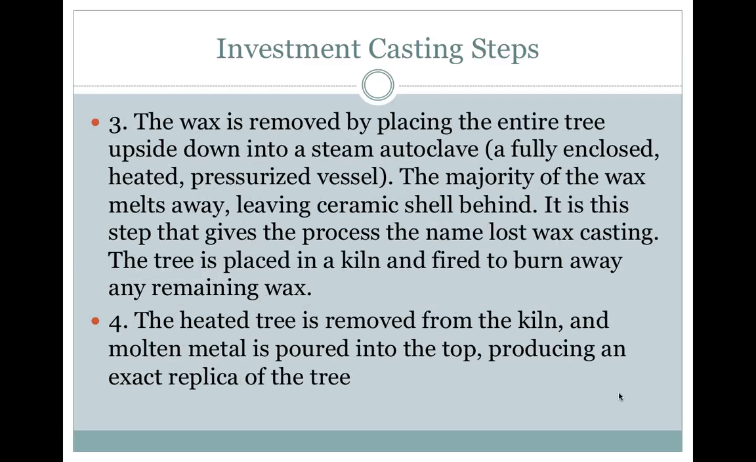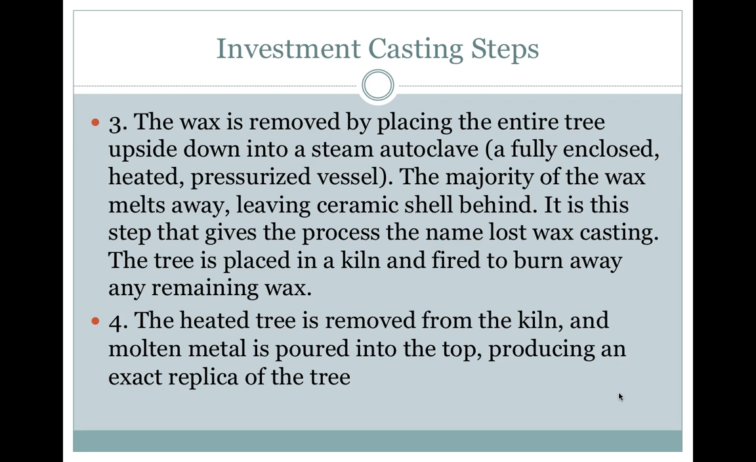The wax is removed by placing the entire tree upside down in a steam autoclave, which is a fully enclosed, heated, and pressurized vessel. The majority of the wax melts away, leaving a ceramic shell behind. It is this step that gives the process the name lost wax casting. The tree is placed in a kiln and fired to burn away any remaining wax.